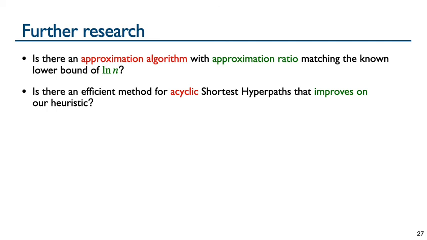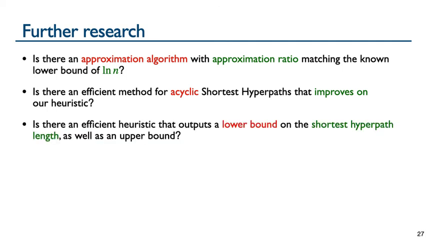In practice, a user running a heuristic would like to quickly know how close the hyperpath heuristic is to optimum. Is there an efficient heuristic that outputs a lower bound on shortest hyperpath length so we can quickly determine the quality of the heuristic hyperpath without needing to enumerate all hyperpaths, which can take many hours?